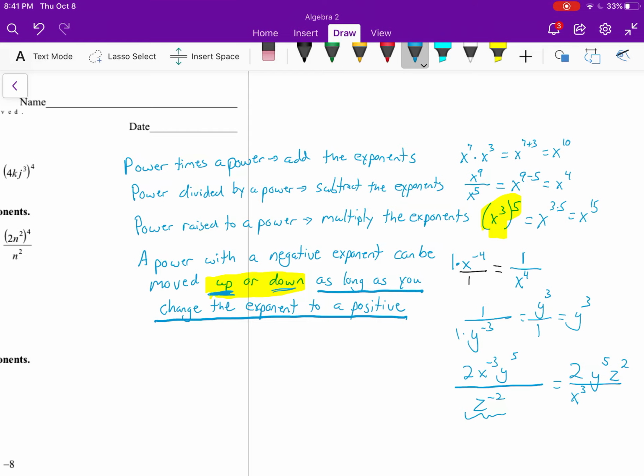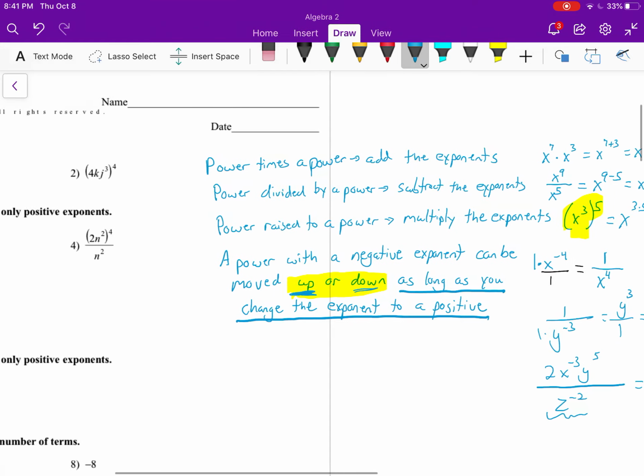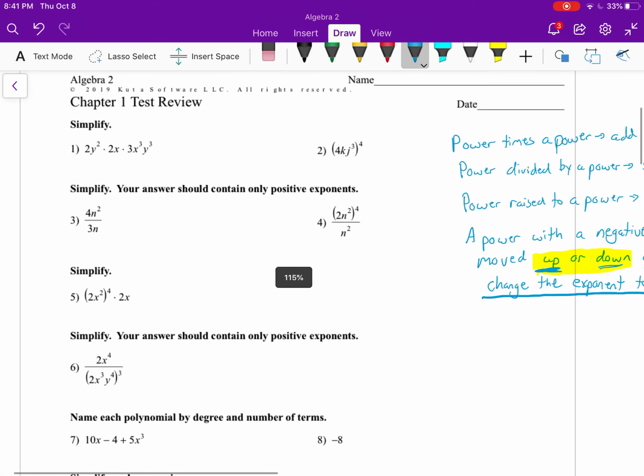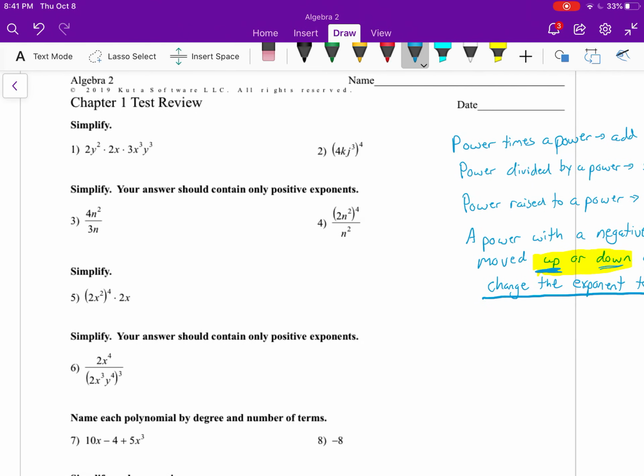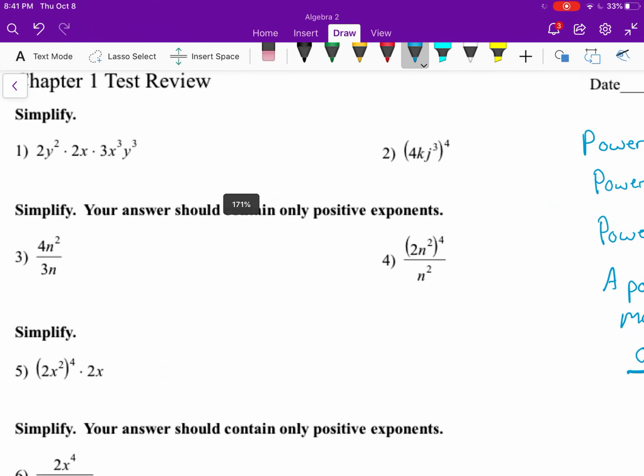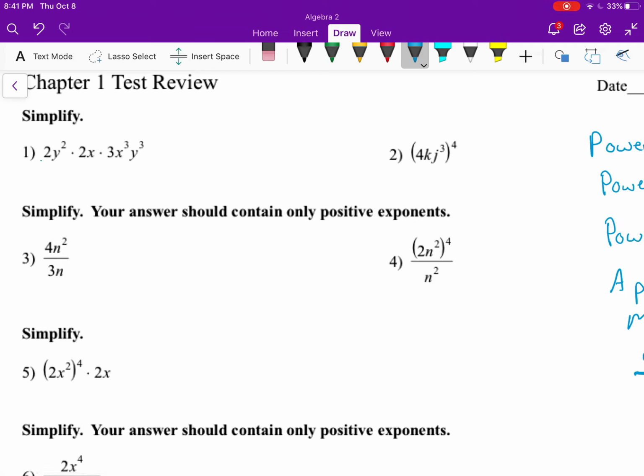So we're going to go ahead and take these rules and apply them to the first several questions. As you work through here, first of all, we have several coefficients. And the funny thing is, sometimes we get mixed up with this. This is simply 2 times 2 times 3. And sometimes people will remember a power times a power you add. Well, no, this is just multiplication. There's not exponents here. So 2 times 2 is 4, 4 times 3 is 12.